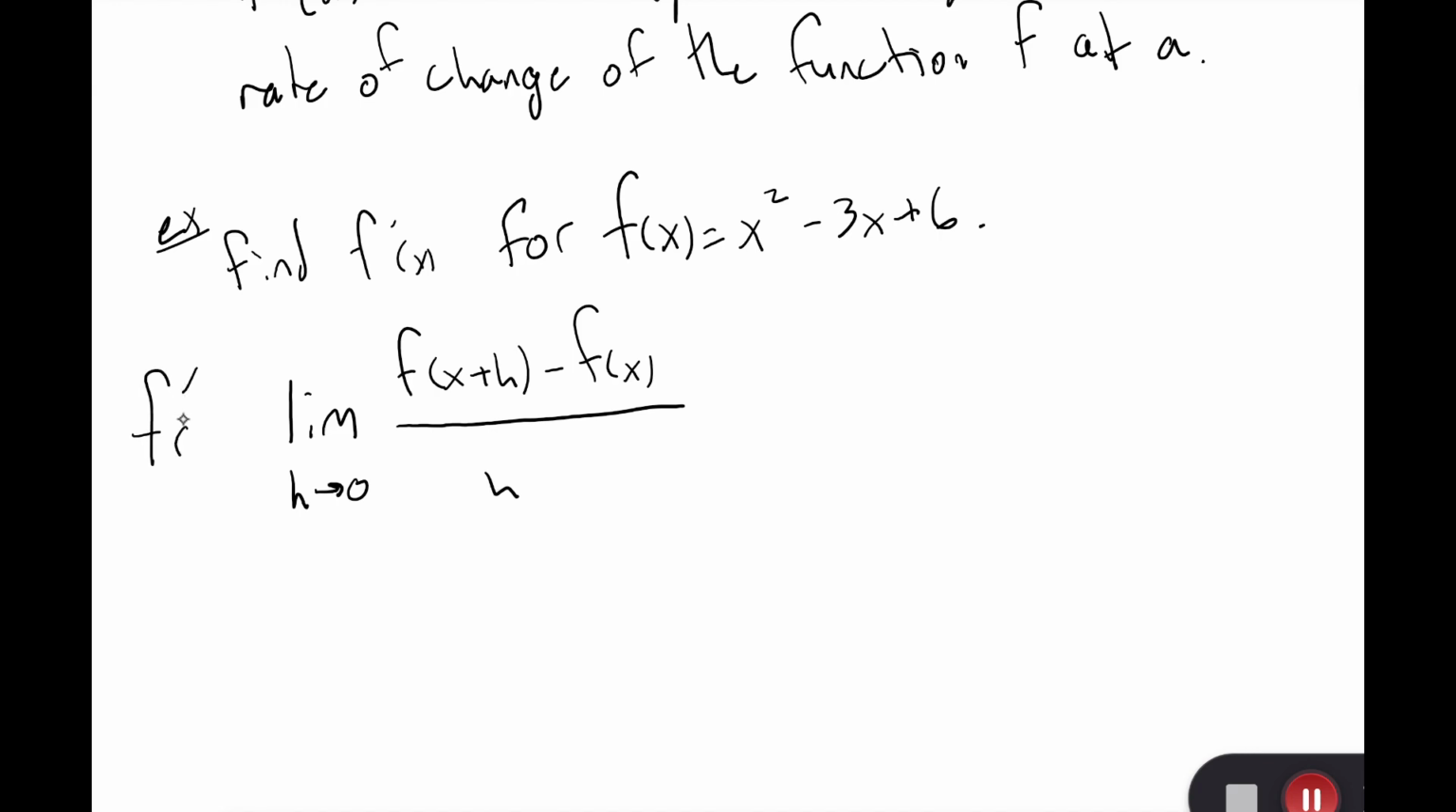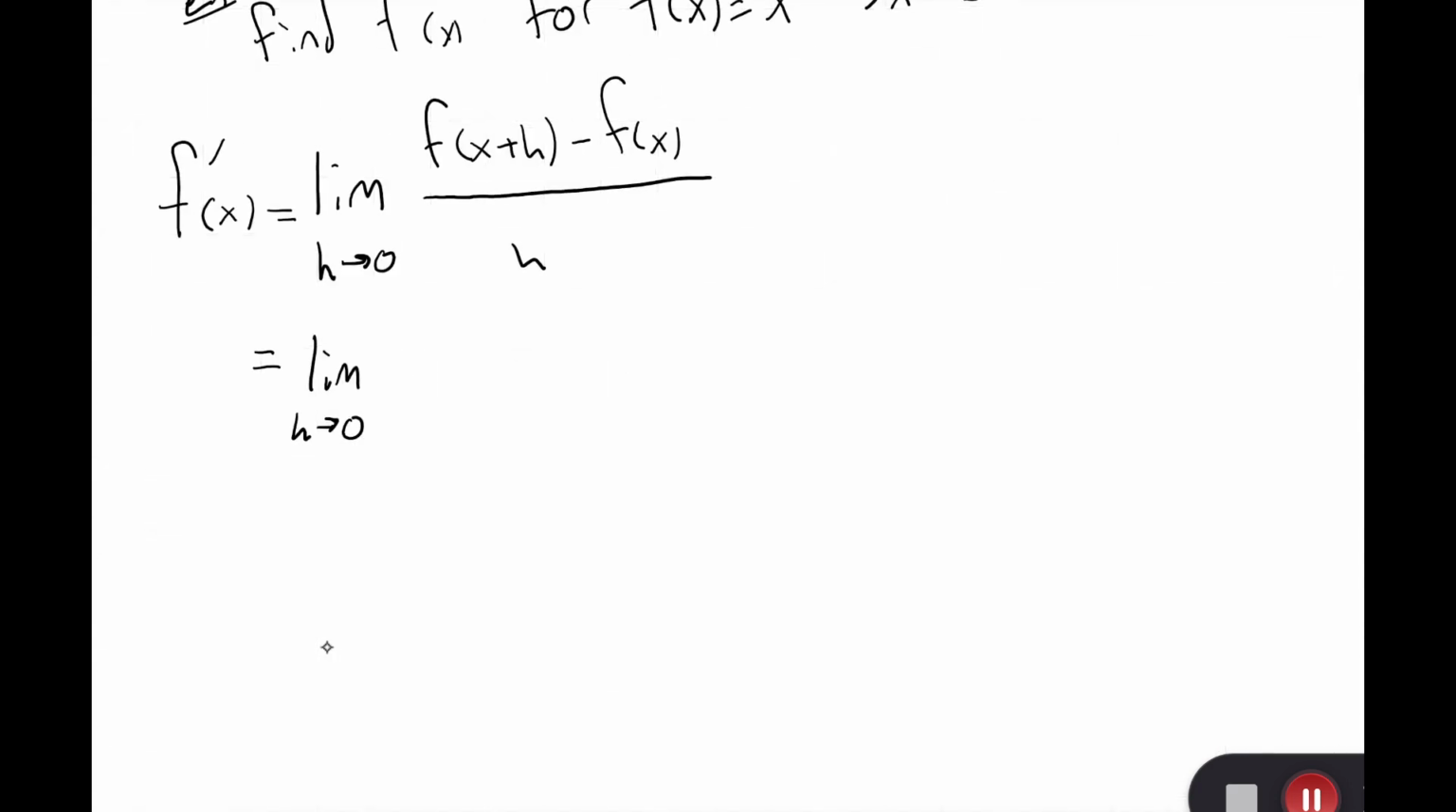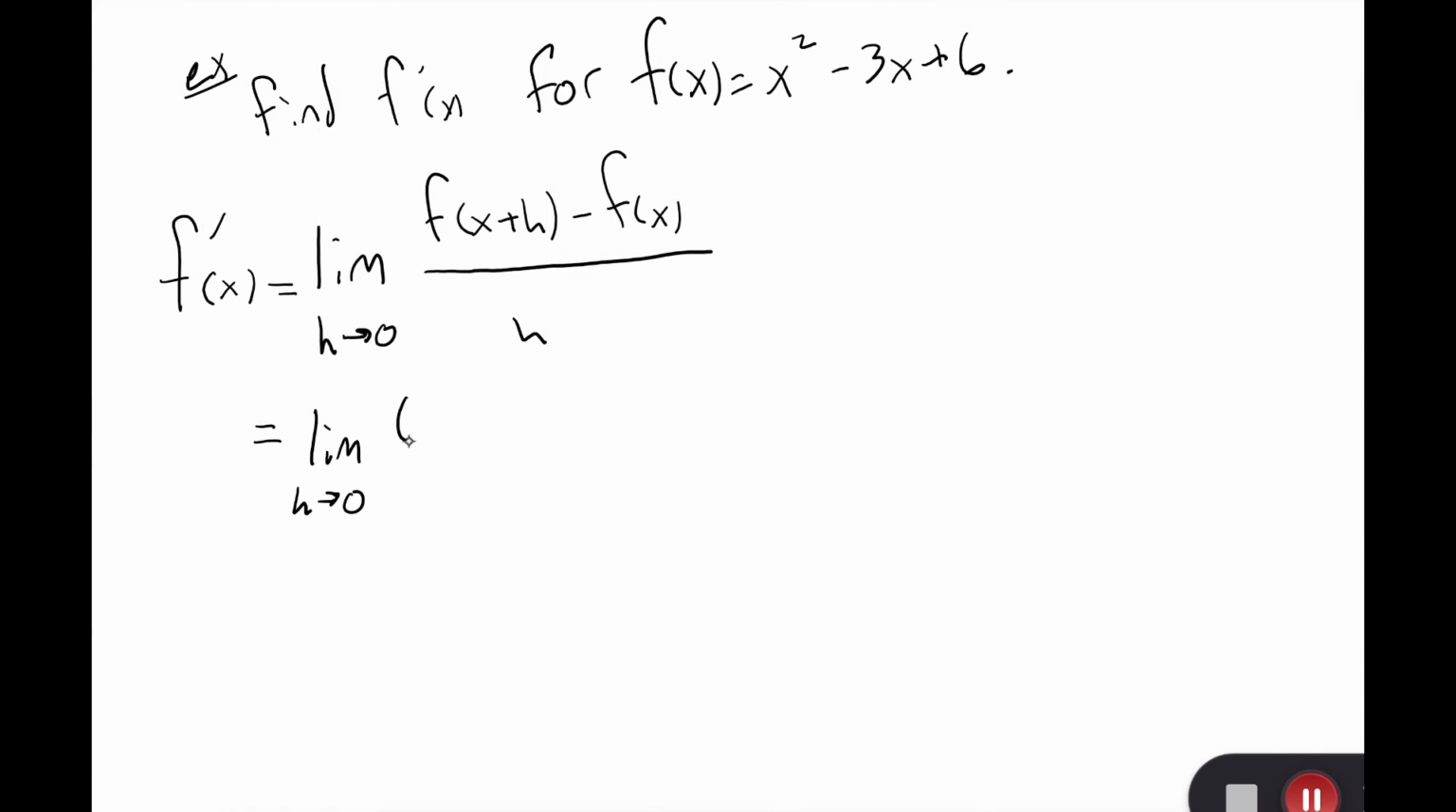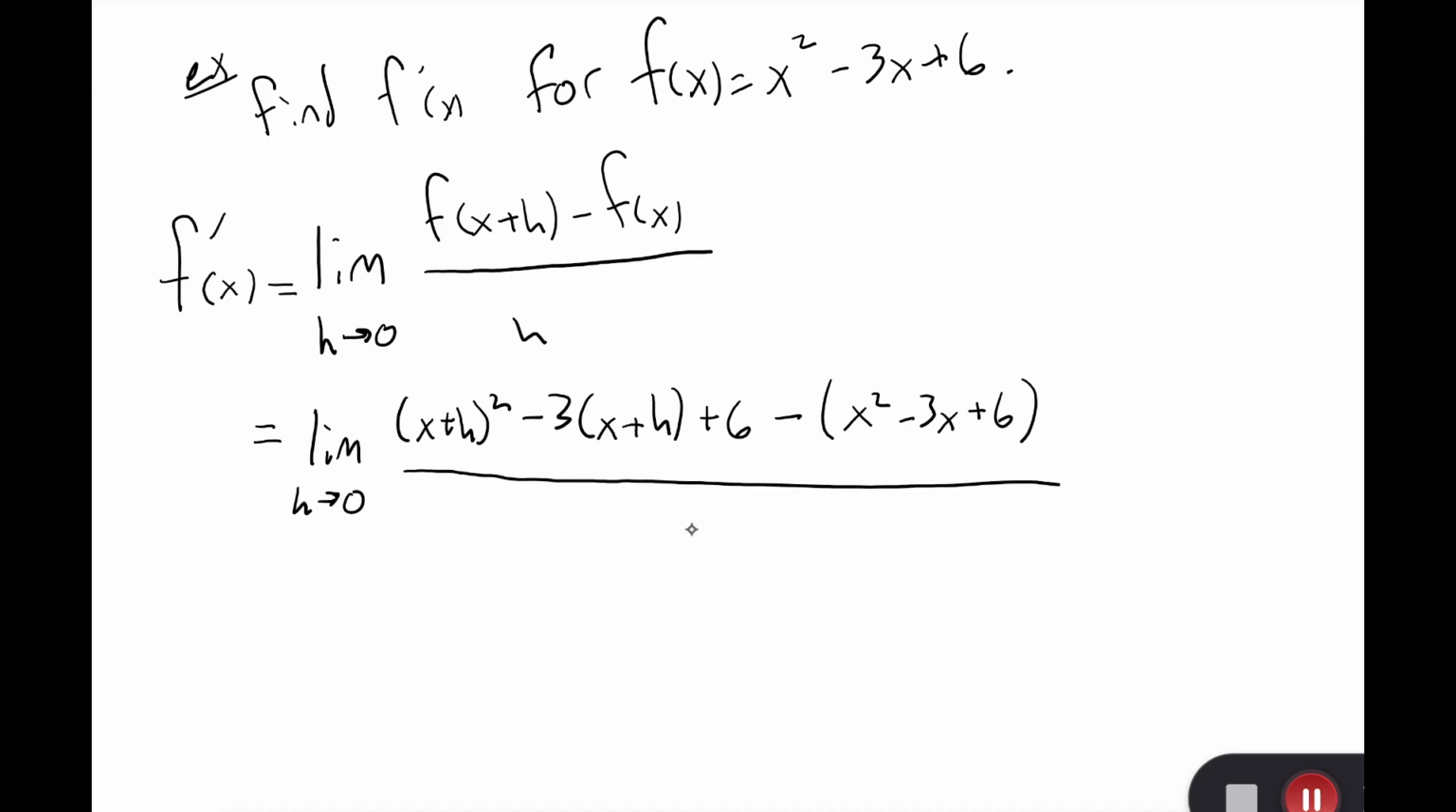So let's make this more proper. f prime of x equals that. And then we're going to substitute in what we know. I know that f of x plus h is x plus h squared minus 3 times x plus h plus 6. We have minus f of x, which is x squared minus 3x plus 6. And all that is over h.